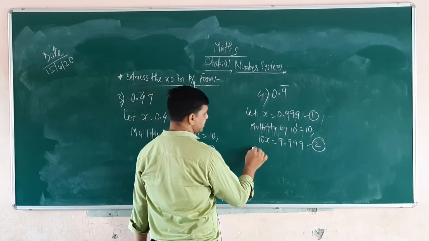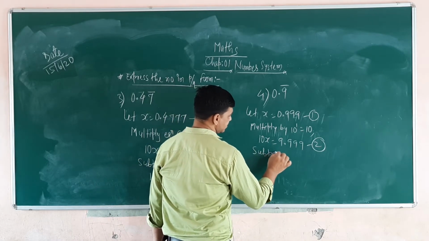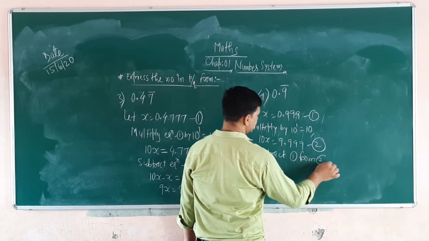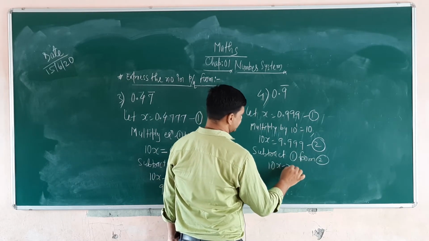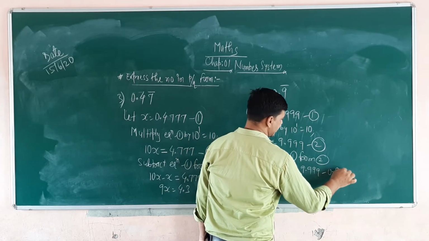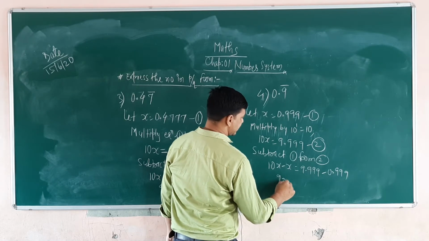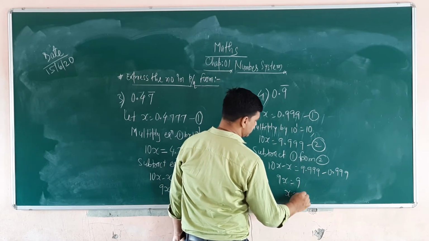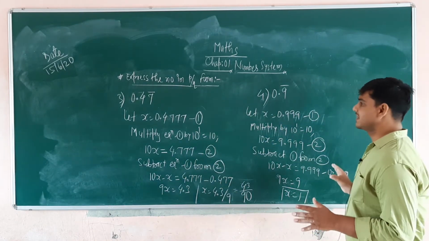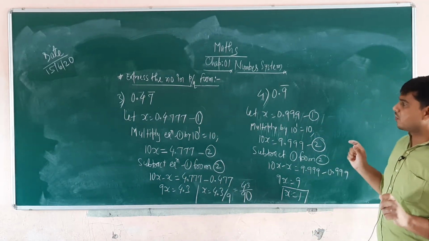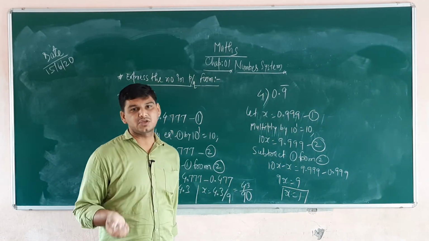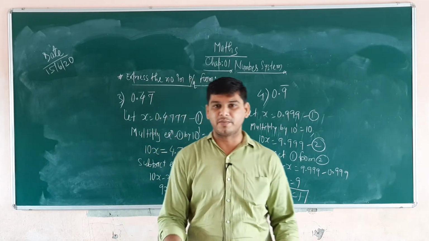Right? Now subtract equation 1 from 2. So 10x minus x equal to 9.999 minus 0.999. So 9x equal to 9, then x equal to 1. So we get the value of x equal to 1. So the simple thing is that if the form of bar is given, then it can be easily converted into the form of p by q.